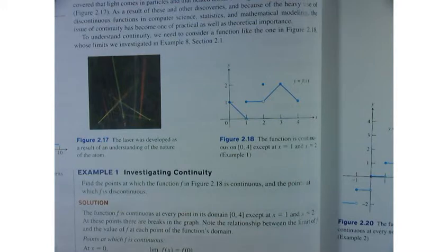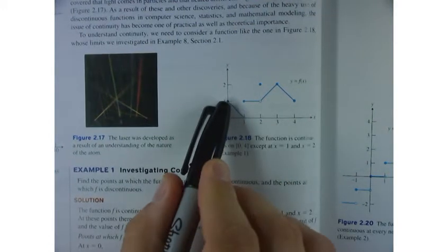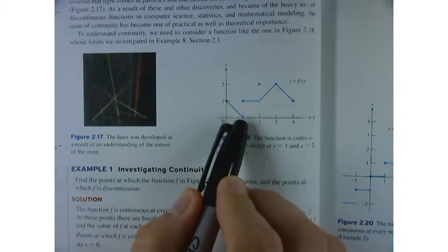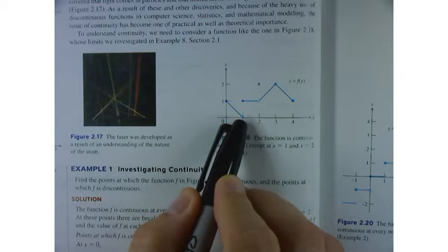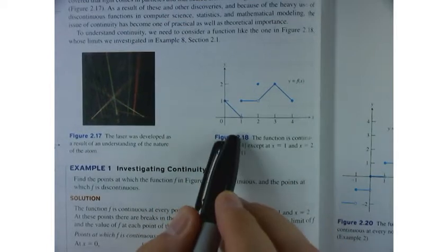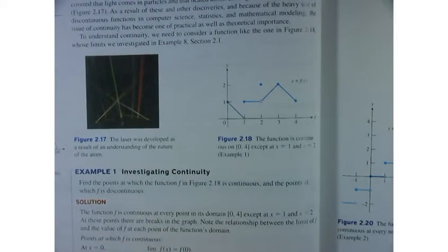So as we look at this, okay, I'm going to go across from here to here to draw the graph, but now I have to lift my pencil off of the paper to draw this second line. Now that's called a jump discontinuity when x equals 1.